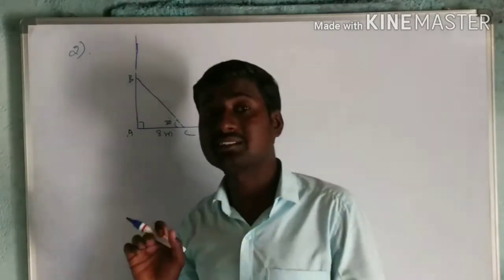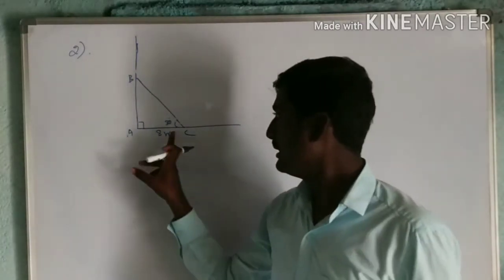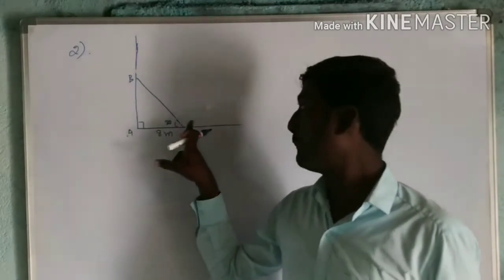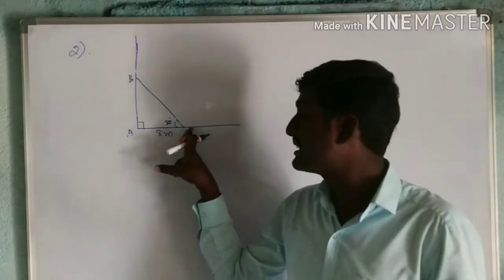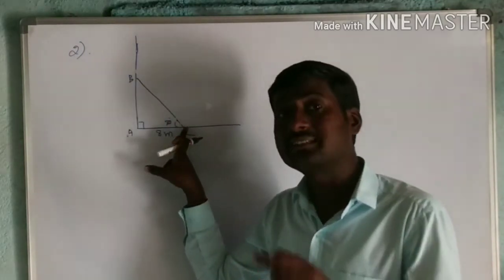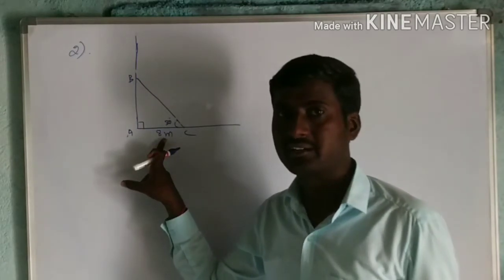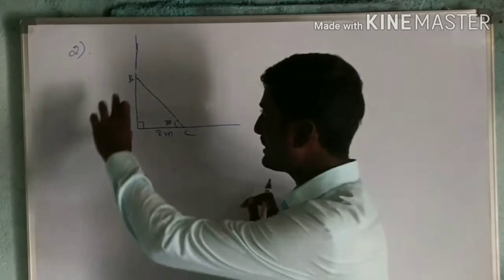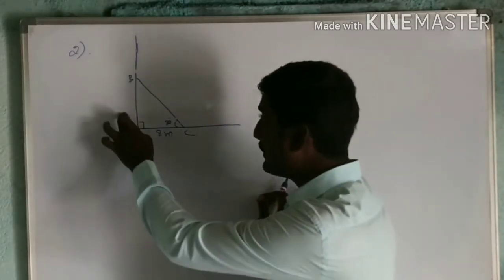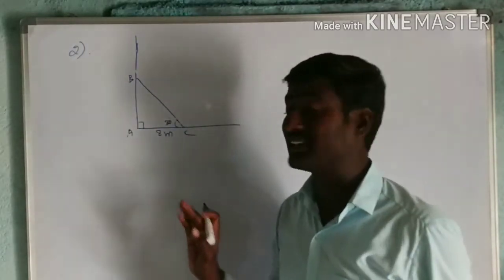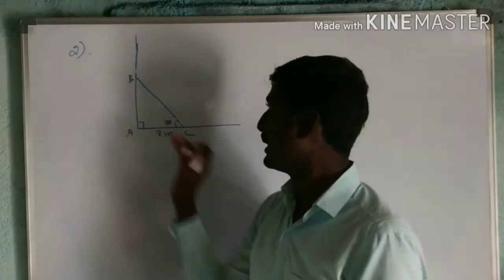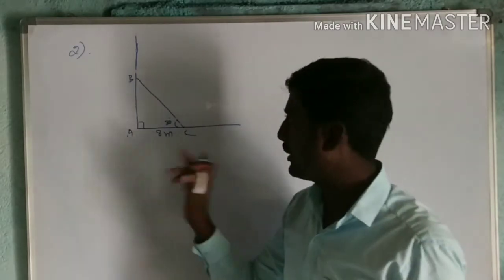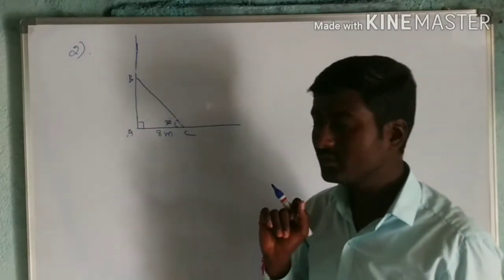One condition. Another condition is also given. The distance from the foot of the tree to the point where the top of the tree touches the ground is 8 meter. Then find the height of the tree. AB is not the height of the tree. AB plus BC is the height of the tree. Initially it was standing this way. Now it is broken. So the height of the tree will be AB plus BC. Now I have to find AB plus BC.